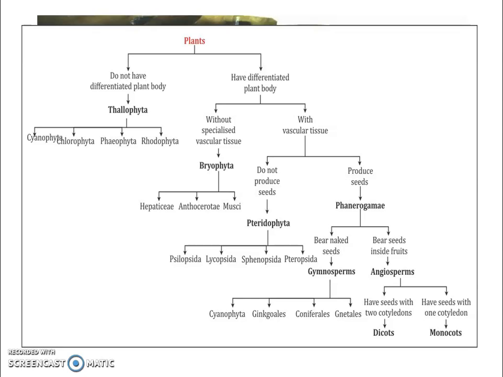This is a broad classification in a flowchart. Those which have a differentiated plant body are classified as bryophytes, pteridophytes and phanerogams. Now, Thallophyta means thallus-like body. These are the algae, and the different types of algae are cyanophyta, chlorophyta, phaeophyta and rhodophyta.